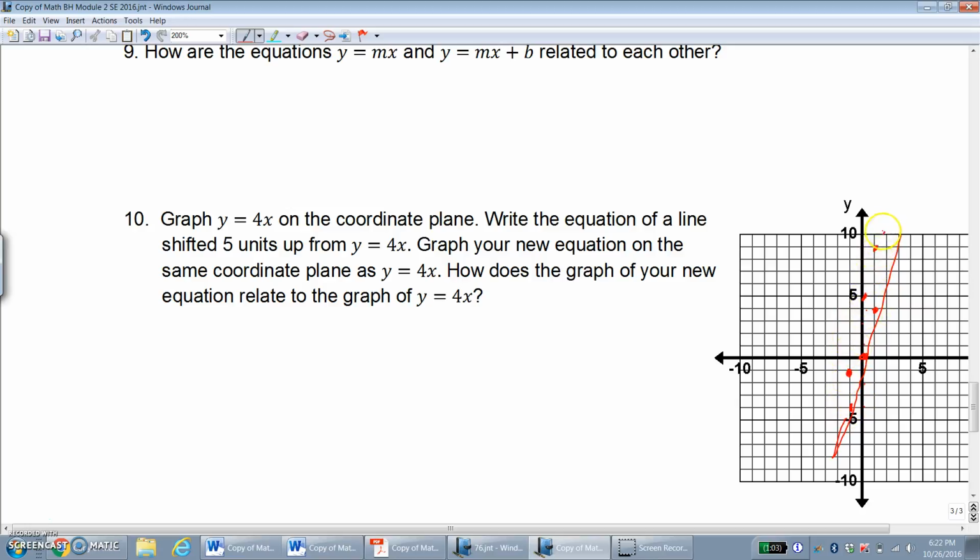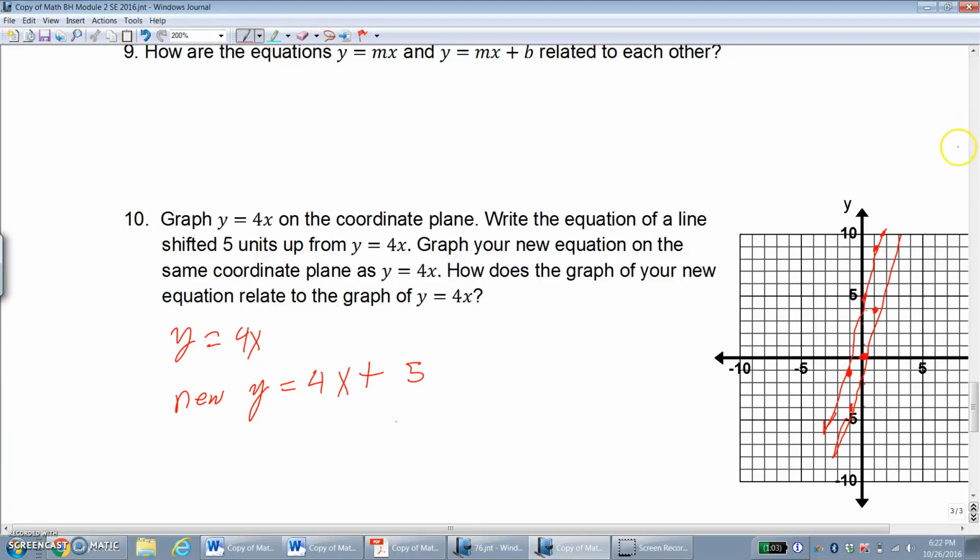And now you're going to see I have a linear equation, but it's shifted. It's translated 5 spots up. So my original equation was y equals 4x. My new equation, it still has the same slope. The lines are parallel. It's y equals 4x, but everything's been shifted up 5 units. It's been translated 5 units up from y equals 4x.